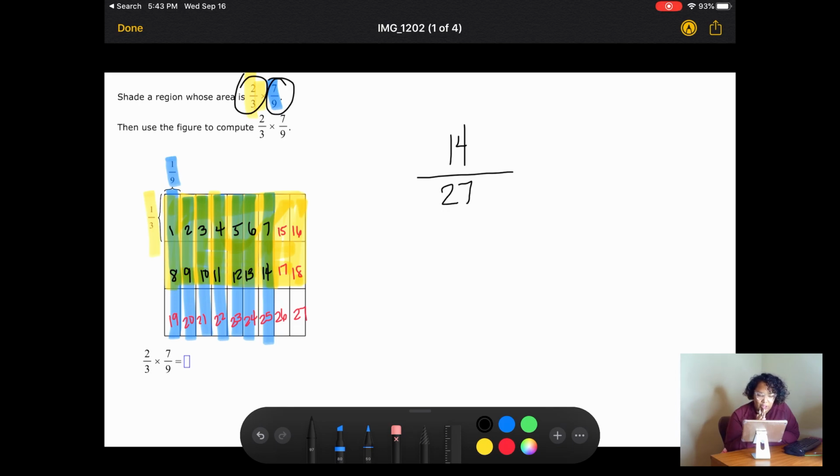So for those that want to know a little bit more as to why that is, 27, the denominator, the bottom part of this fraction, tells you how many parts there are in total. So I count them all up, there's 27 parts, and this is how many are shaded. How many are shaded twice?